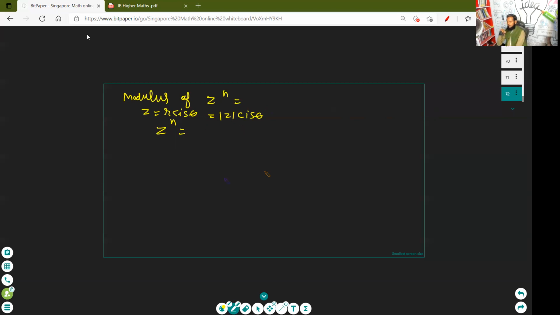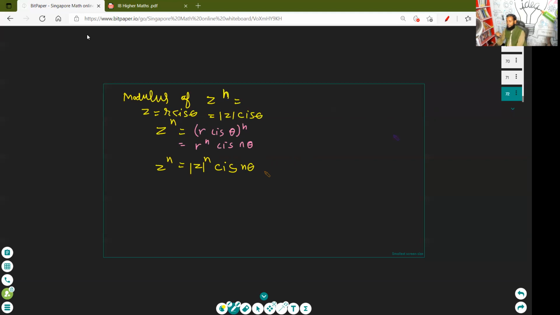Okay, so Z is R cis theta, right? Theta and whole power n, to the power of n. So then it's R to the power of n cis n theta. What is the meaning of R raised to the power n? R is the modulus. Yes, cis n theta. Clear? So what is the value of Zn?